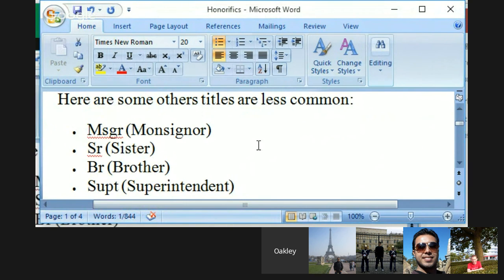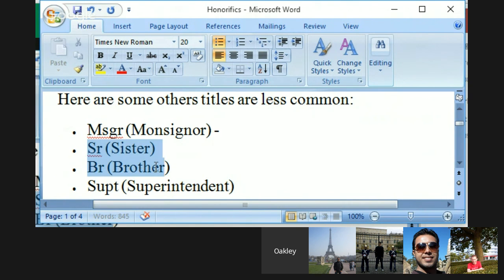Let's talk about some less common titles. Monsignor. Carlos, who's a Monsignor? Any idea? Yes, a person that leads at a top level in the Catholic Church. That is correct. Absolutely correct. Perfect. I couldn't define it any better.